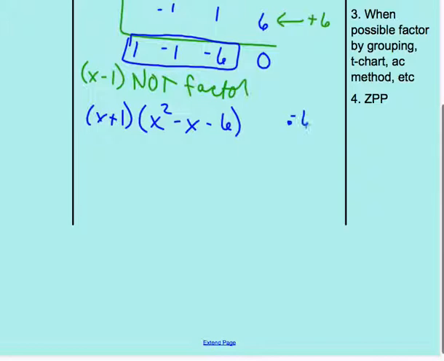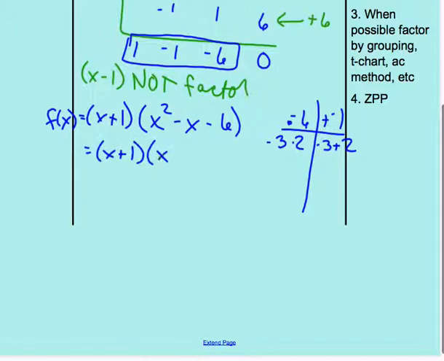So what multiplies to negative 6 and adds to negative 1? Negative 3 times 2 and negative 3 plus 2 will work. So I'm going to finish factoring. Let me label my function here. x minus 3, x plus 2 finishes factoring the polynomial. But the question wasn't write the polynomial in factored form. The question was find all of the zeros.